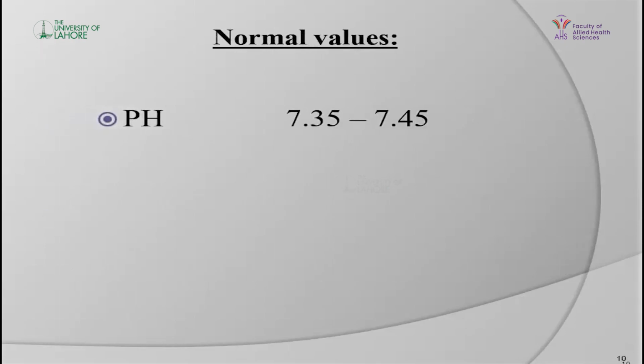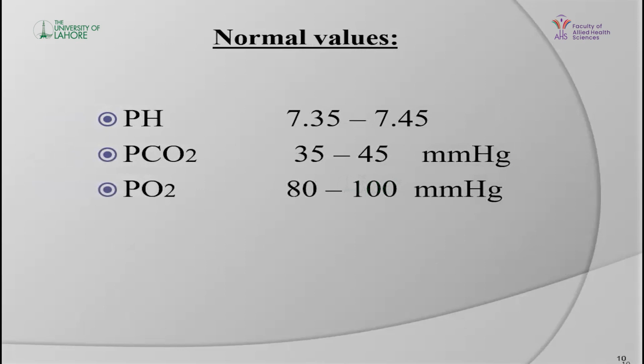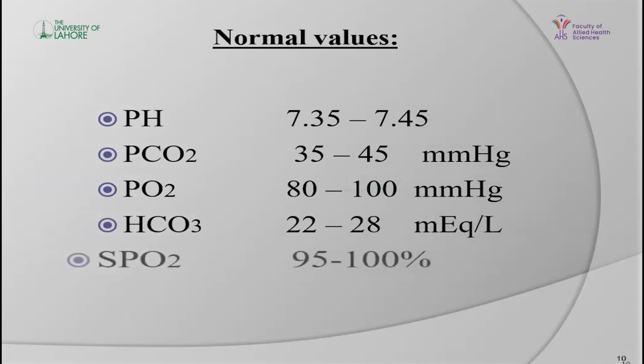Normal values: pH 7.35 to 7.45, partial pressure of carbon dioxide 35 to 45 mmHg, partial pressure of oxygen 80 to 100 mmHg, bicarbonate 22 to 28 mEq/L, and SpO2 95 to 100%.